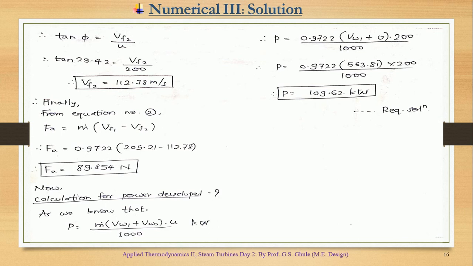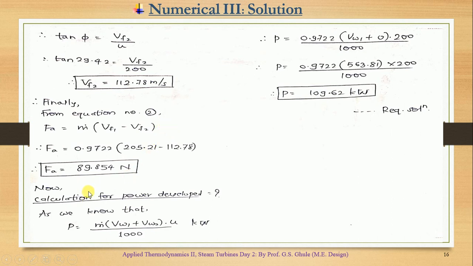With that note, if we simplify this, VF1 and VF2 we have already calculated. So this FA will be 89.854. Kindly make a correction: U is not here. That was a clerical mistake in the PPT. So please make sure of it.